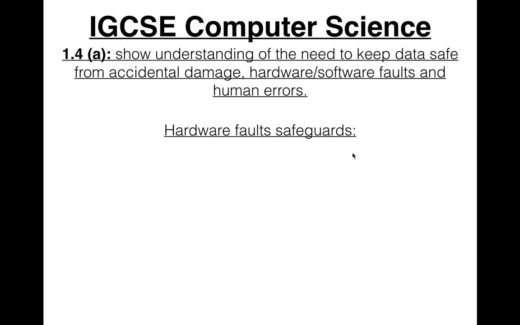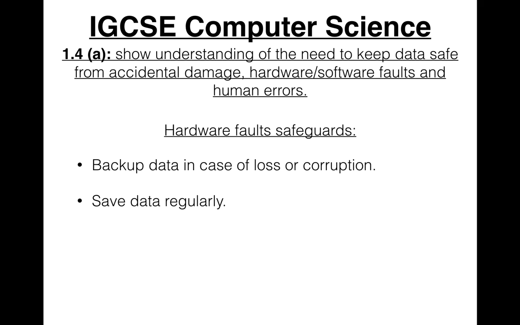Hardware faults safeguards. A hardware fault is a fault in the hardware, such as a head crash on a hard disk drive. So it's important that you can save your data in case this happens. So again, backup data. It's good if you do that. Save data regularly. Same point that we had last time.